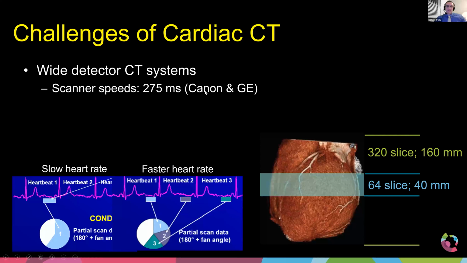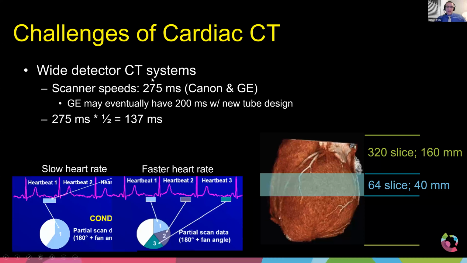And so if you look at the Canon and GE scanners, those are the two wide cone angle scanners on the market. They can spin as fast as 0.275 seconds currently. And the GE scanner has said that at some point in the near future, it will be able to go 200 milliseconds or 0.2 seconds. That's pretty darn fast.